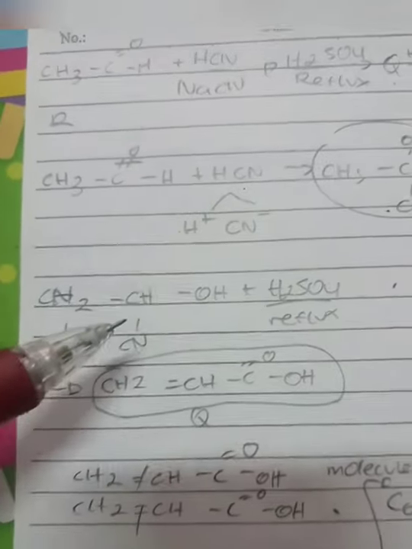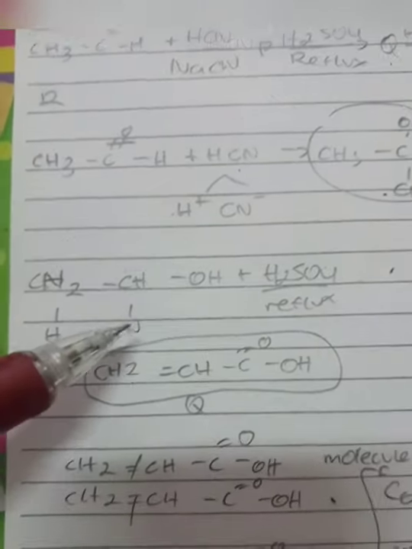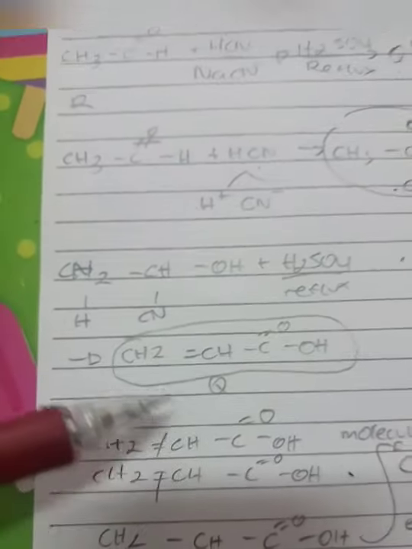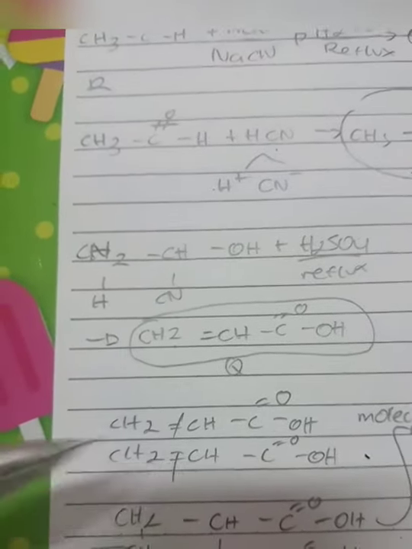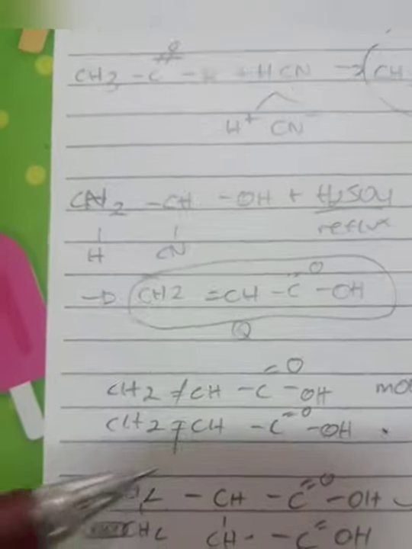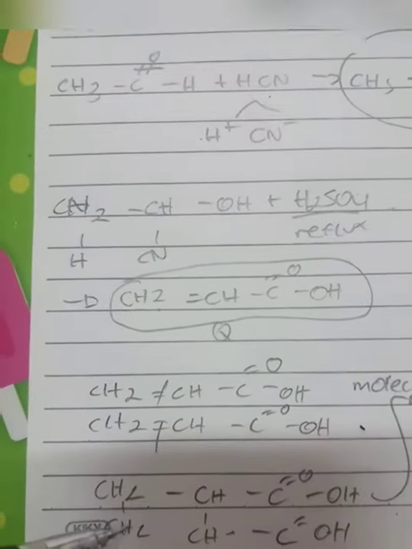Now if we're going to find R, it says that it needs 2 molecules of Q to react. So we're going to take 2. And since this is a double bond, I'm going to break it again, and make it a cyclone. So if you can see, it's CH2, CH, C double O, and so on.